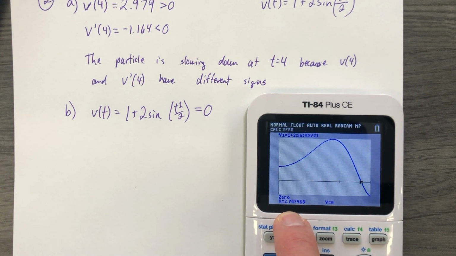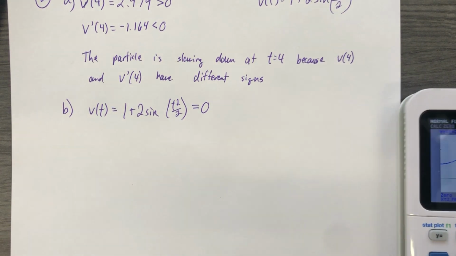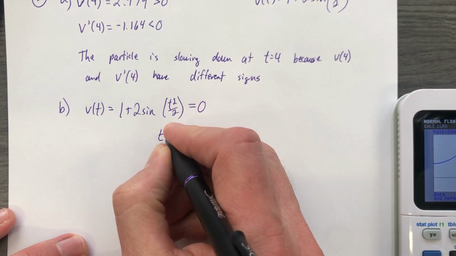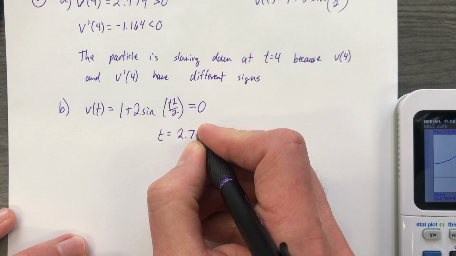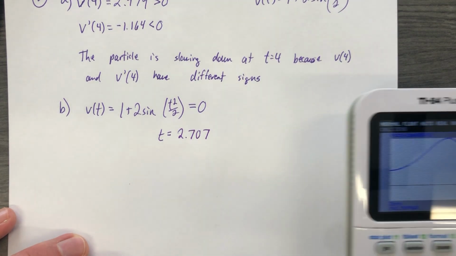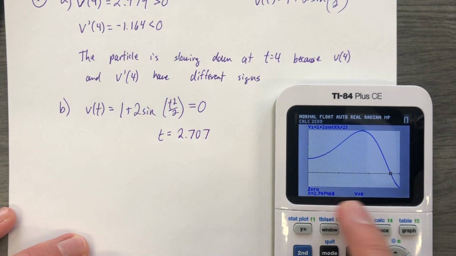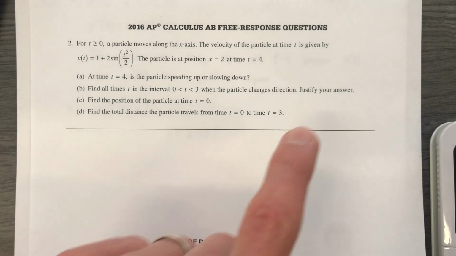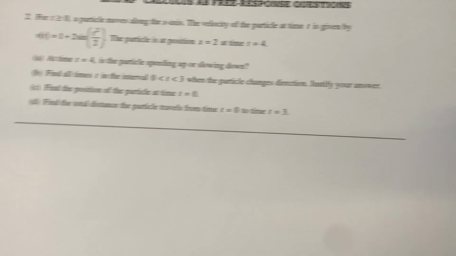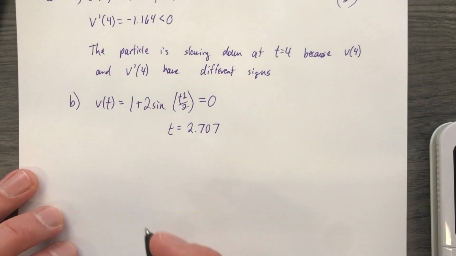So 2.7074. So t equals 2.707. I believe that is a good way to round it right there, 3 decimal places. But read the problem carefully. They did say justify your answer, so let's justify the answer.